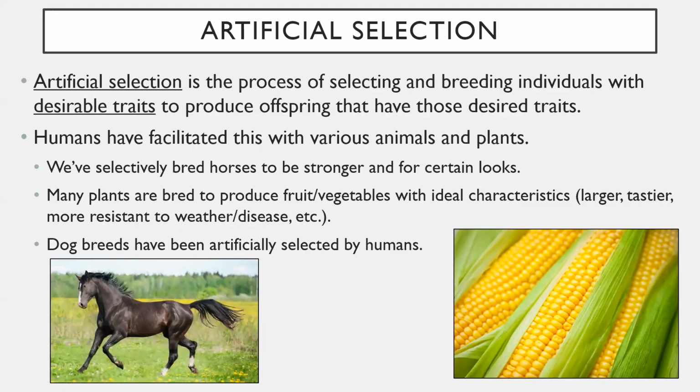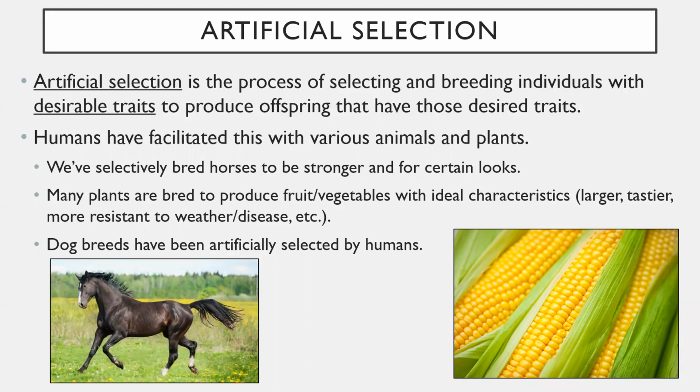So this is moving away from nature now and more talking about how human beings can artificially select certain traits. So artificial selection is the process of selecting and breeding individuals with desirable traits to produce offspring that have those desired traits. Now, depending on what we are looking for, the word desirable can mean different things. Again, whether it was for a plant or whether it was for an animal, desirable can mean different things, right? So humans have facilitated this with various animals and plants.